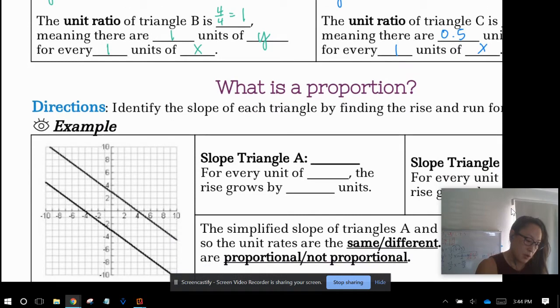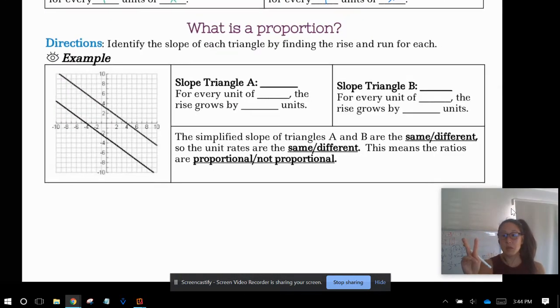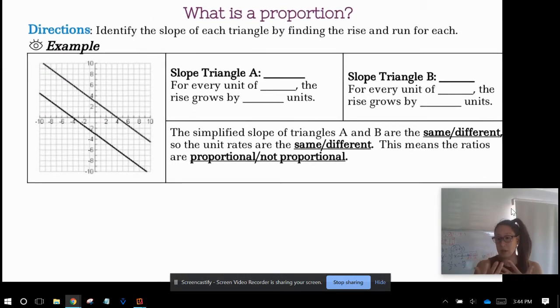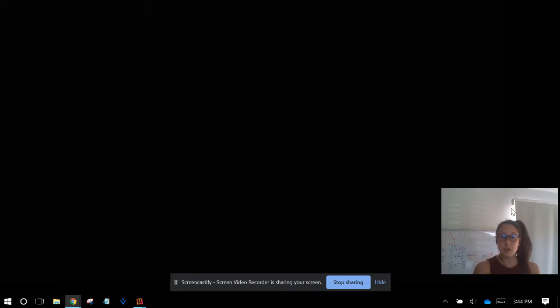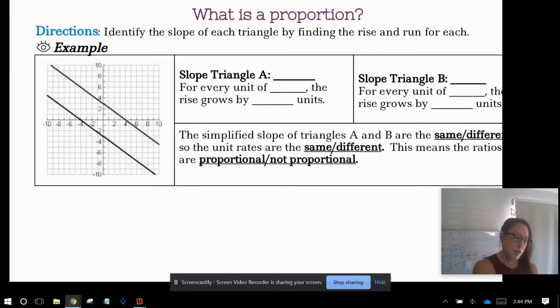So what is a proportion? It's when two slope triangles, or when two fractions or ratios, are equal to each other. So I'm going to make a slope triangle on line A and then one on line B. And then we're going to see if they're the same or if they're different. If they're the same, the slopes are proportional.